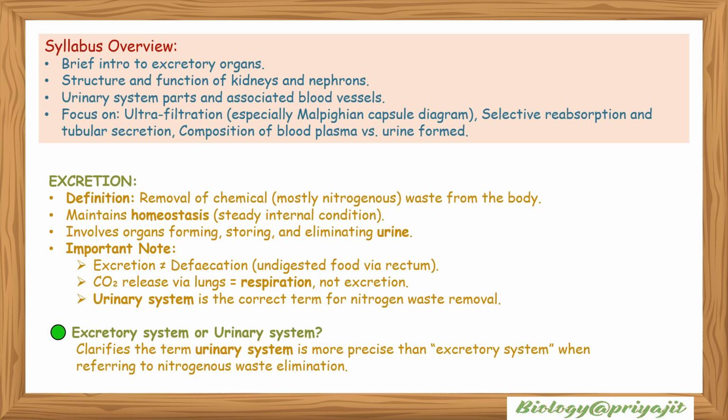Urinary system is the correct term for nitrogen waste removal. Excretory system or urinary system: it clarifies the term. Urinary system is more precise than excretory system when referring to nitrogenous waste elimination.